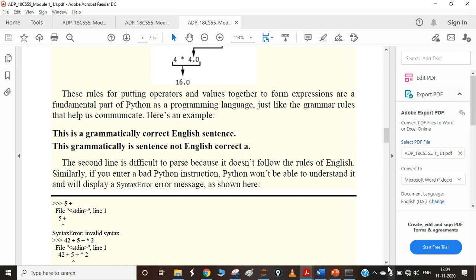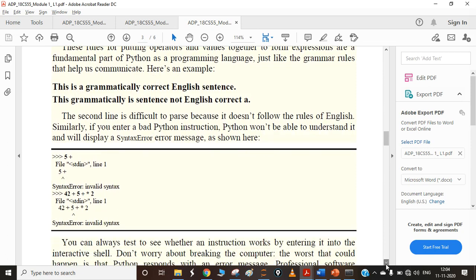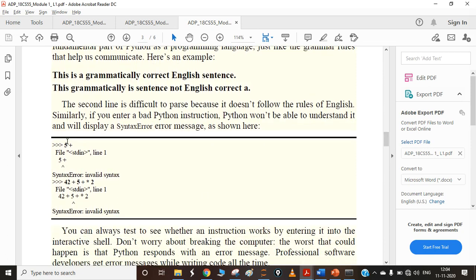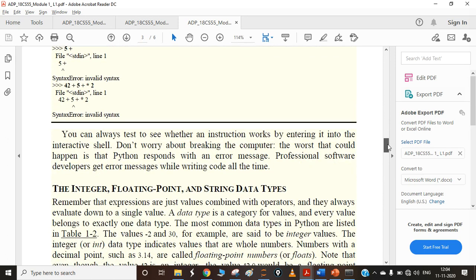Similarly, whenever we violate the rules, the interpreter is going to give an error. Here we are supposed to provide two operands for the plus operator, but we have provided only one. In that case it is going to give an error. Here also we have missed one operand, because of that reason it has given the error. So whenever we do not follow the rules in an expression, the interpreter is going to give an error.